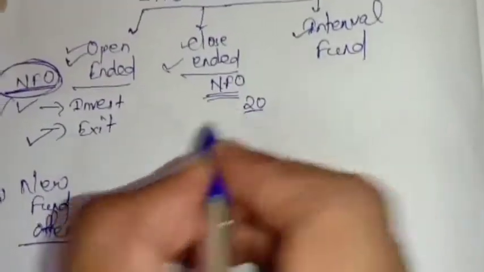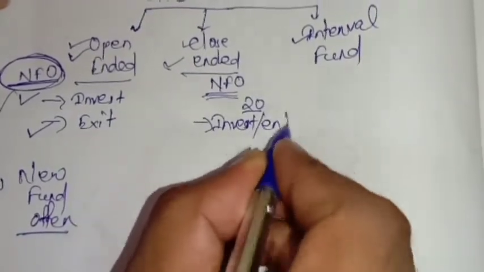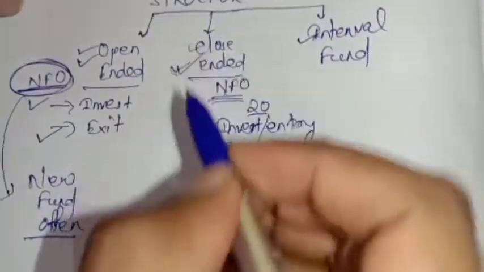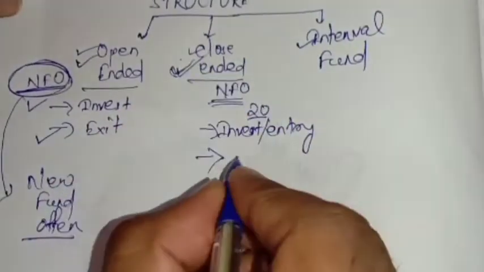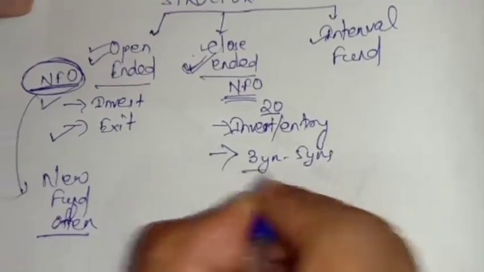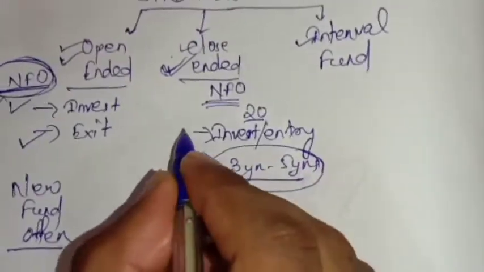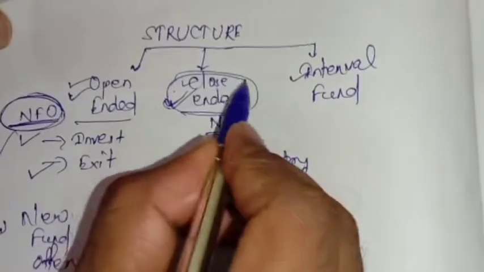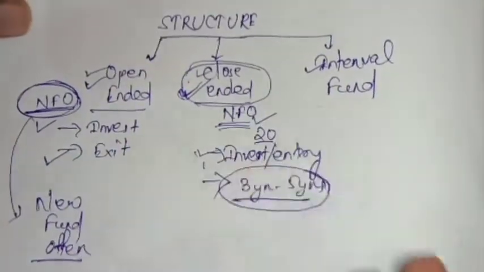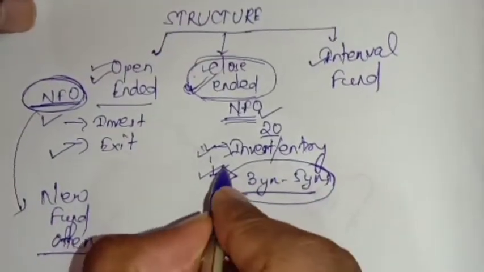or for 20 days you can invest or enter, but you can't exit before the lock-in time. Actually in a close-ended fund, there is a lock-in period of 3 years or 5 years or more than that. Within those years you cannot exit from that fund or withdraw your funds. That means once the NFO period is over, the fund has been closed, and after the lock-in period you can withdraw or exit that fund.